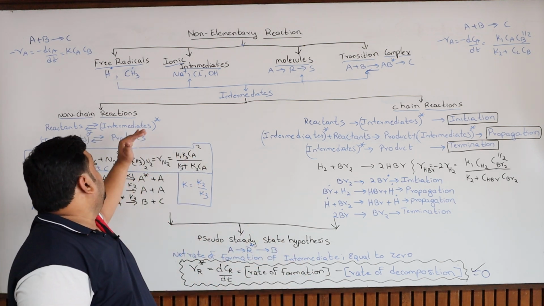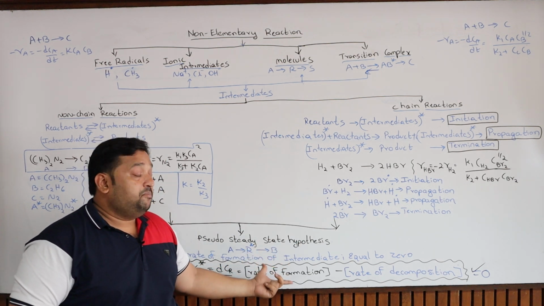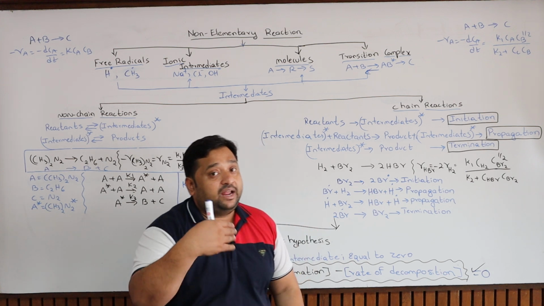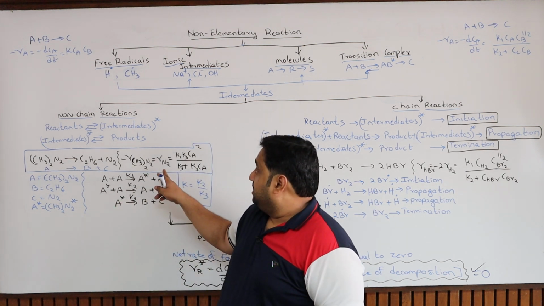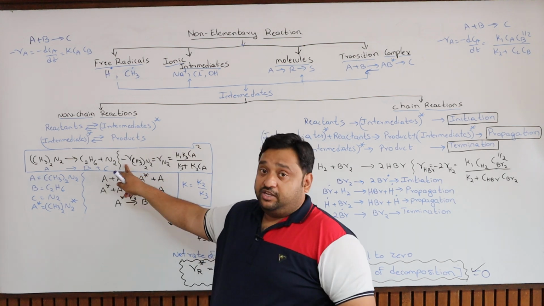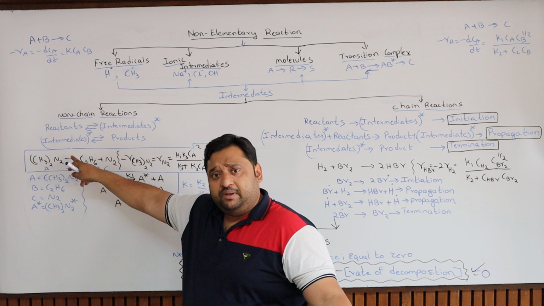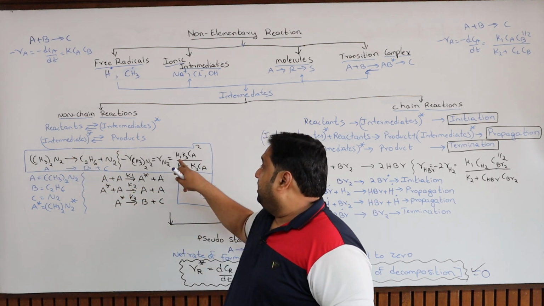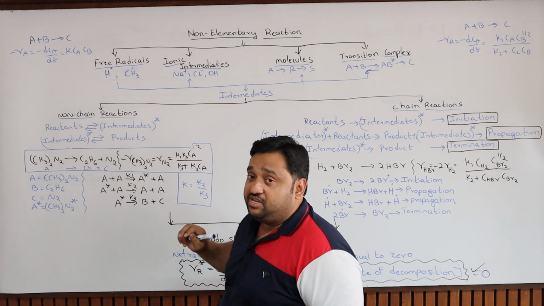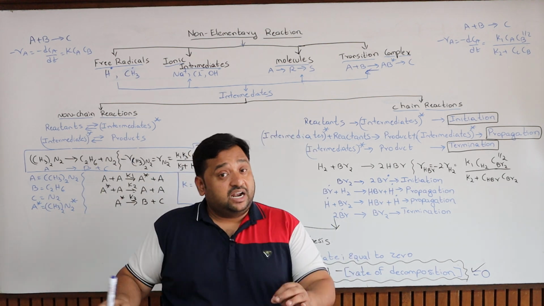So whether it is a non-chain mechanism or chain reaction, you have to apply the hypothesis to get these rate expressions. We will see in another lecture the rate expression for the decomposition of azomethane, which is nothing but nitrogen formation or ethane formation: K1 K3 Ca square divided by K3 plus K2 into Ca. So let us wait for my next lecture, I will derive this and show you.